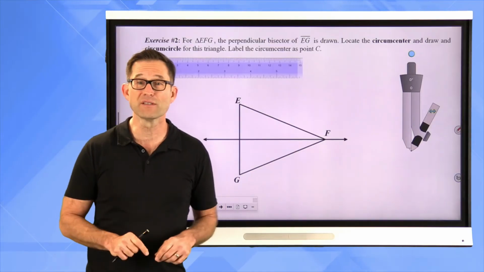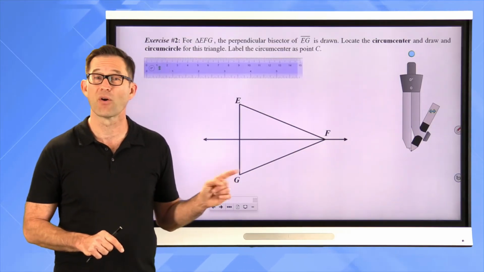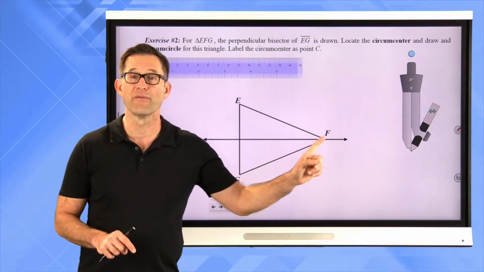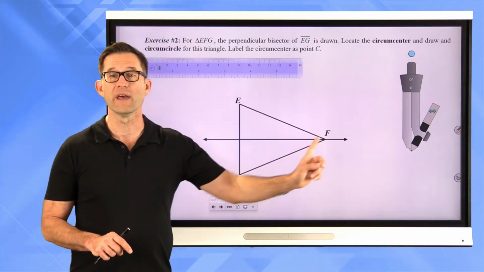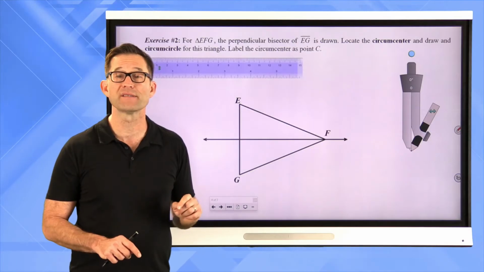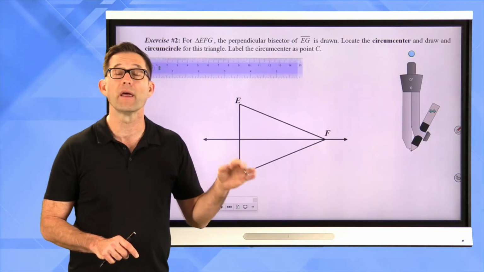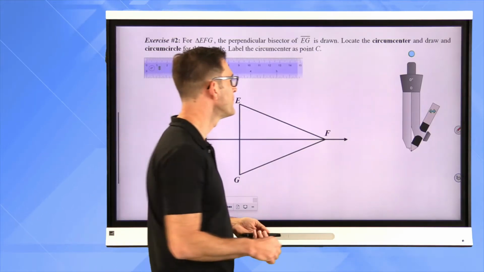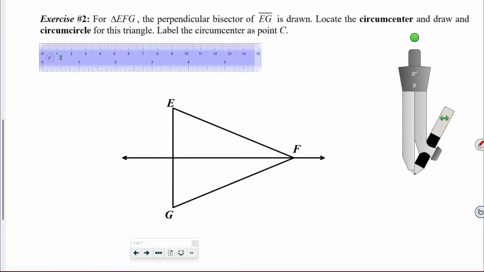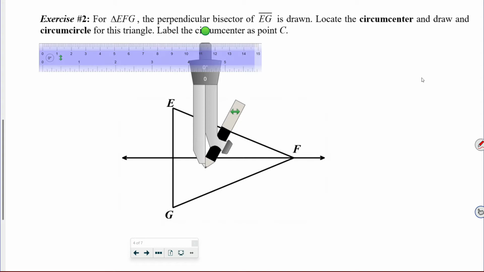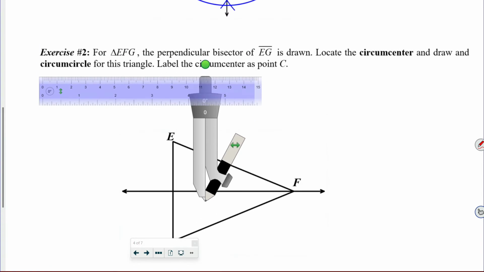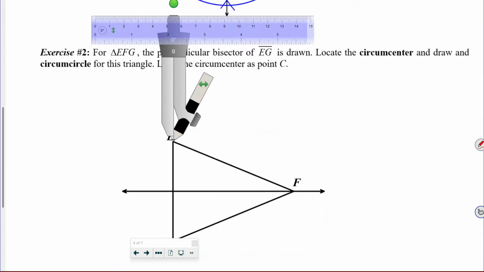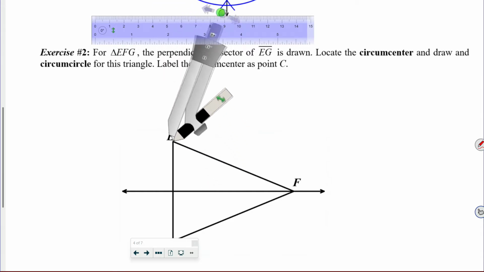And the cool thing about this problem is that one of them has already been drawn. We just have to draw the perpendicular bisector of either EF or GF, and wherever that perpendicular bisector intersects the one that's already drawn is our circumcenter. So let's do this one again together. I say we draw the perpendicular bisector of segment EF. So I'll just move my ruler out of the way.